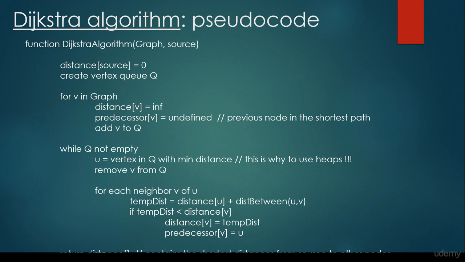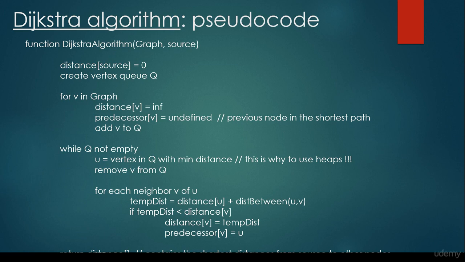Basically, this is the pseudocode for the algorithm itself. We have a graph and we have a source vertex. Of course, we have to define from where we would like to calculate the shortest path. The distance for the source is equal to 0 because we are standing there, and we create a queue storing vertices. The name will be Q.